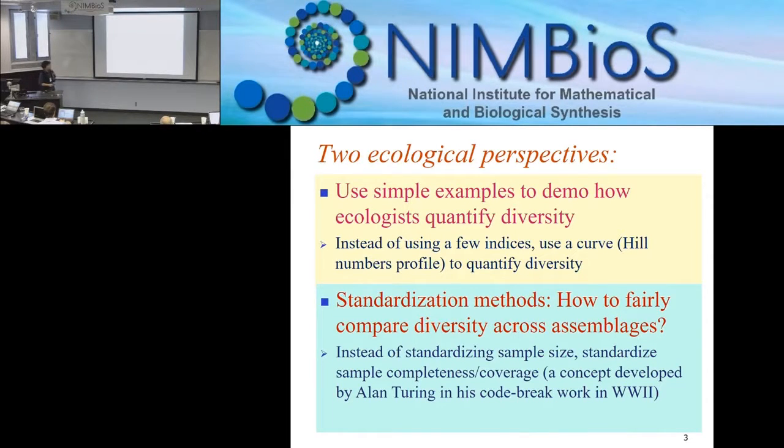I would like to offer two ecological perspectives that might be useful in analyzing genetic data. First, instead of using a few indices, use a curve, the Hill numbers profile, to quantify species diversity or phylogenetic diversity. The second point is the standardization method. Instead of standardizing sample sizes, we standardize sample completeness based on the concept of sample coverage. This was developed by Alan Turing, who is regarded as the founder of modern computer science.